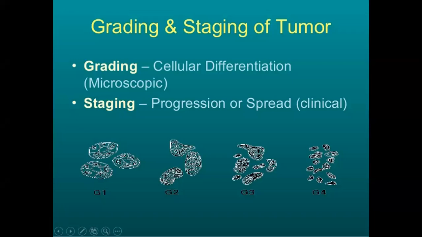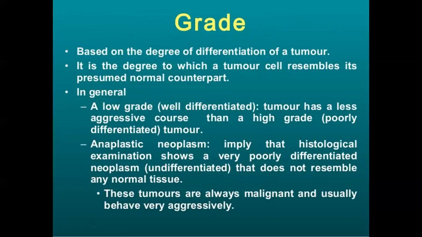The shape of the cells visibly changes, then in grade 4, they slowly change and are fully differentiated to 1. So, an anaplastic neoplasm implies that the histological examination shows a very poorly differentiated neoplasm, undifferentiated, that does not resemble any normal tissue. These tumors are always malignant and usually behave very aggressively.